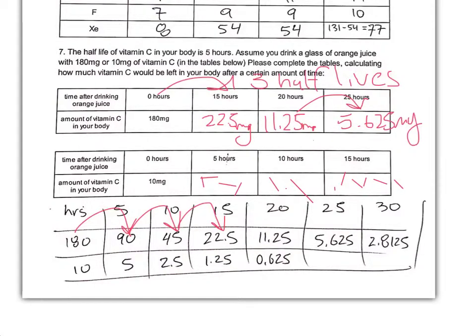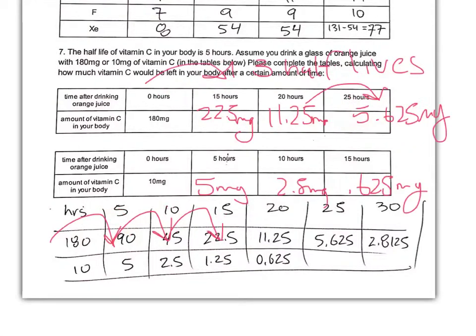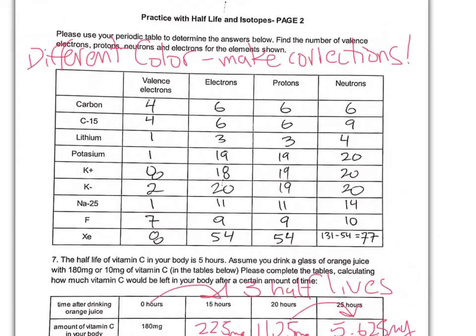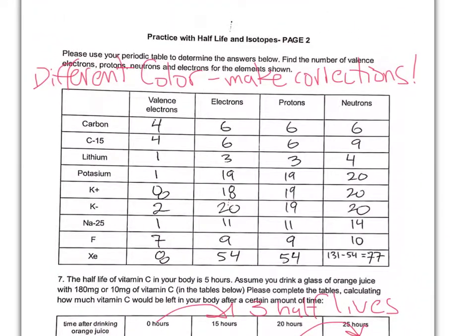As you are correcting, do this in a different color. If by chance you got everything correct, I just want to see that you are doing this. Check, check, check, check, check, check, check. Okay, in a different color. If you have not made corrections to your page 2, you will get 0 points for it. Thank you.